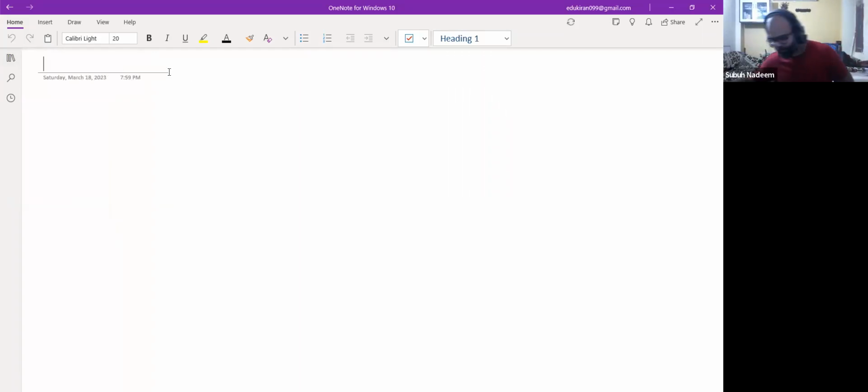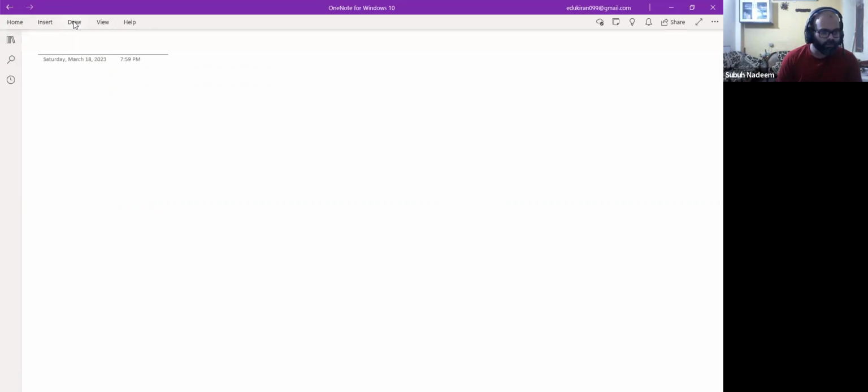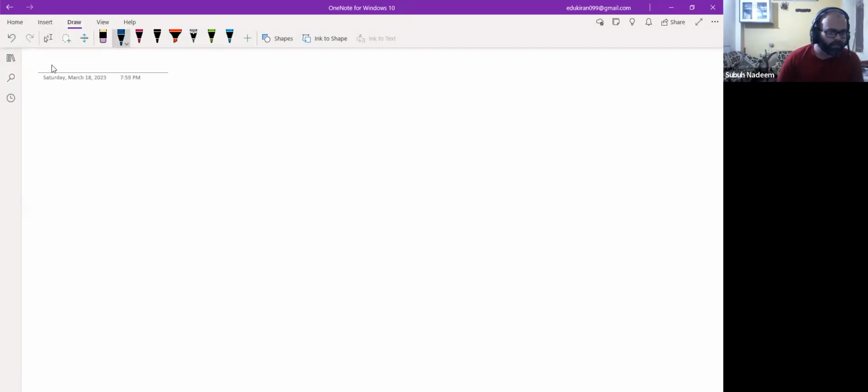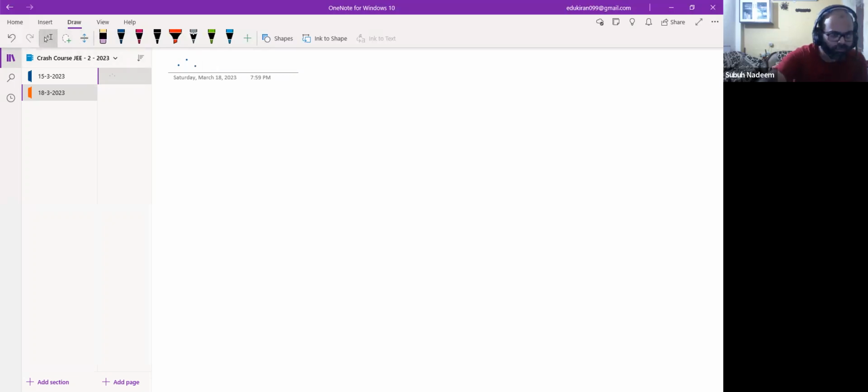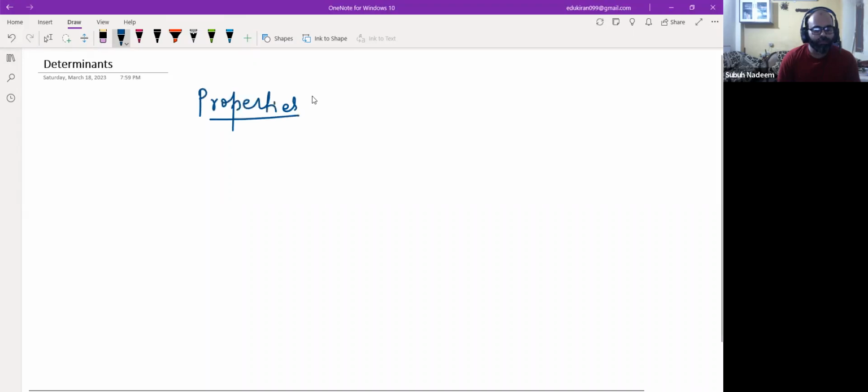Today we have to do determinants. What is most important in determinants is its properties. Properties of determinants. What are those properties? Let us see. Then we'll see questions also.